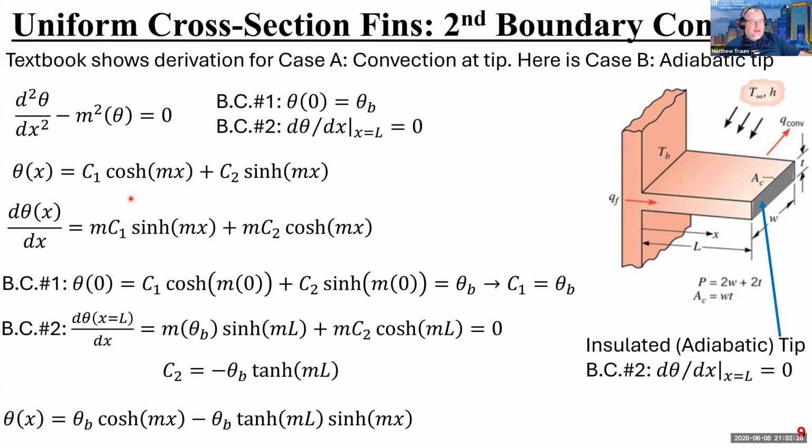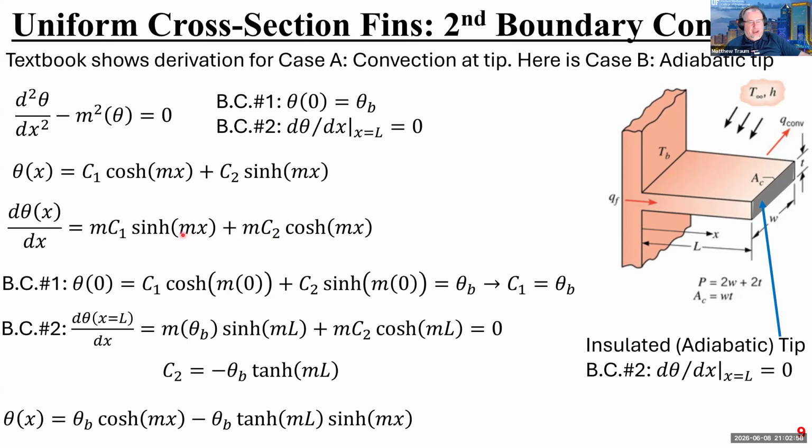And then I'm going to take the derivative of it, right? If you remember taking derivatives of hyperbolic sine and hyperbolic cosine, what's on the inside, if it's a function of x, comes out as a factor in the derivative. So the first derivative of theta with respect to x is just m c1 hyperbolic sine, cosine goes to sine, mx, plus m c2 hyperbolic cosine, sine goes to cosine, mx.